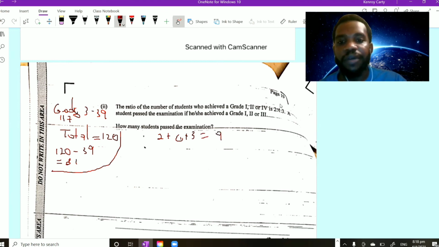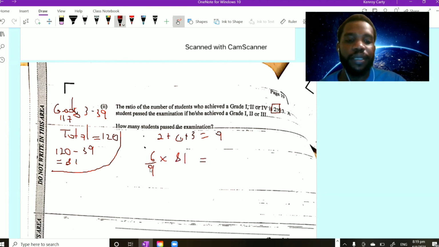Now the passing mark would be the persons who get either 1 or 2. So the total ratio there would be 4 plus 2, which is 6. So 6 out of 9. Why 6 out of 9? Because if they get 2 or 1, they would have passed. And the sum of the ratio here is 9. So it will be 6 out of 9 multiplied by 81.